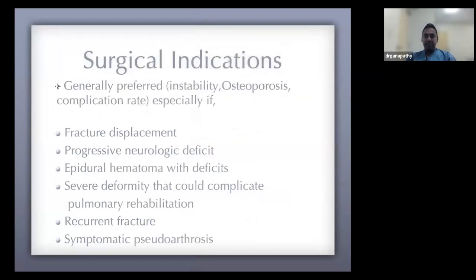The surgical indications are mainly for instability. Osteoporosis is a consideration, but you don't do surgery just for osteoporosis, and obviously to minimize complications. This is a no-brainer: fracture displacement, progressive deficits, patients with epidural hematoma with progressive neurological issues, and severe deformity, but this is more for chronic situations where you use this for minimizing the chin on chest and to allow people to have a better gaze as well as pulmonary toilet, or a recurrent fracture or symptomatic pseudoarthrosis.